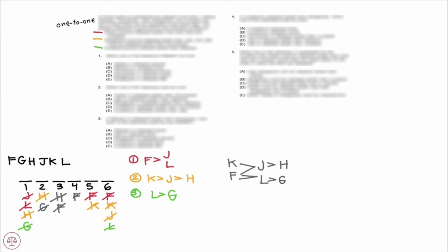So that tells us that F is going to be either first or second, and the only films that can be first are either F or K, and the only variables that can be last are G or H. Okay, so we have our setup, our rules, and our deductions. Let's go ahead and hit question number 1.